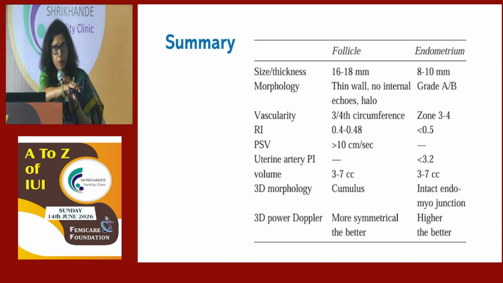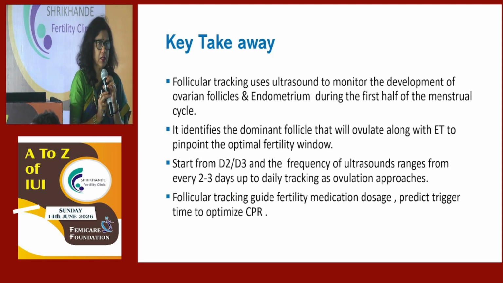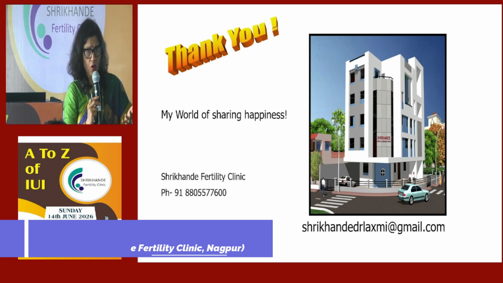If you are doing color Doppler, the value is 0.4 to 0.48 for the follicle, and for the endometrium it should be less than 0.5. If you are doing uterine artery PI, it should be less than 3.2. So this is overall as far as the monitoring of IUI cycles on transvaginal ultrasound. Any questions as far as the monitoring is concerned? I have told you when to call, the frequency, what you are looking for, the normal findings, and also the color Doppler.